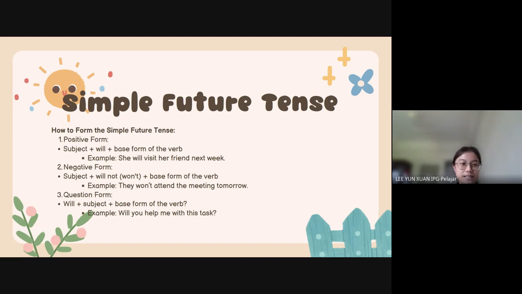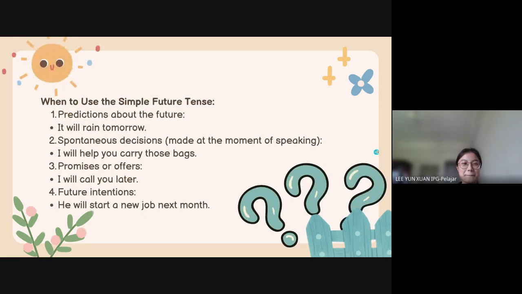And the third form is question form. Will plus subject plus base form of the verb. And the example is will you help me with this task? So when we use the simple future tense, it is for the prediction of the future. For example, these sentences, it will rain tomorrow, and the focus word is will.